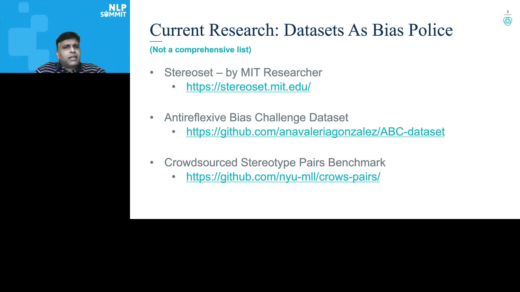the third example I can give is the crowdsourced stereotype pairs benchmark. This is relatively new, but a fairly small data set. It's about 1,500 examples that cover stereotypes dealing with 9 different types of biases. So using this data set, you'll be able to check how well your model is performing against these 9 stereotypes.